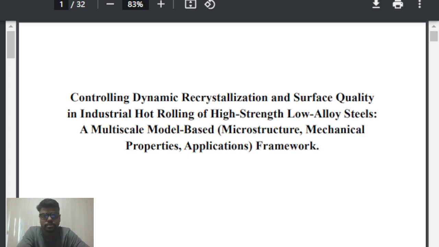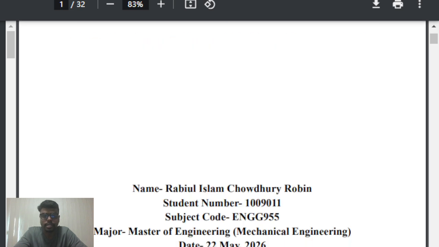Good morning, everyone. Today I'm presenting my research draft titled Controlling Dynamic Recrystallization and Surface Quality in Industrial Hot Rolling of High Strength Low Alloy Steels, a multi-scale model based microstructure, mechanical properties, and applications framework. My name is Robin Islam Chaudhry Robin, and I'm from mechanical engineering, doing a Master of Engineering at Wollongong University.